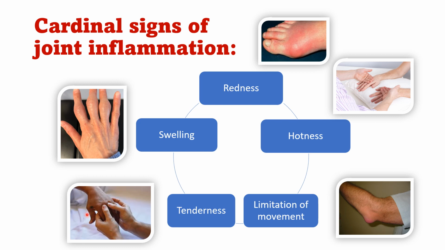The tenderness, which can be done with examination. I can detect the tenderness when I am examining the patient, and also the swelling. If I find that the joint is swollen, this is also a sign of inflammation. So if the patient is having joint pain plus one or more of these cardinal signs of inflammation, this means that this patient is having arthritis. If the patient is having just joint pain with no cardinal signs of inflammation, this is arthralgia, non-inflammatory joint involvement.